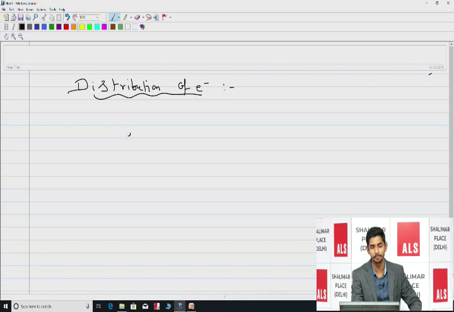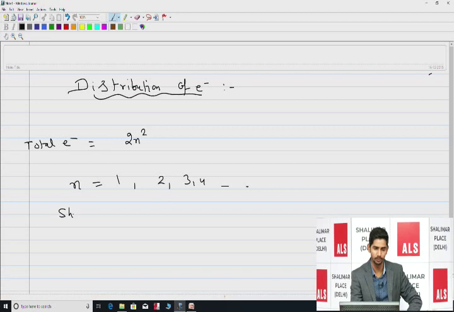First of all, you need to remember the formula 2n square. You have to copy from the slide. I'll shift to that slide. I'm just clearing your concept, how you can write the electrons. These are the total electrons in the shell. This is the formula. We know that n can have the values 1, 2, 3, 4 and so on. And these are nothing but what? Shells. K, L, M, N and so on.